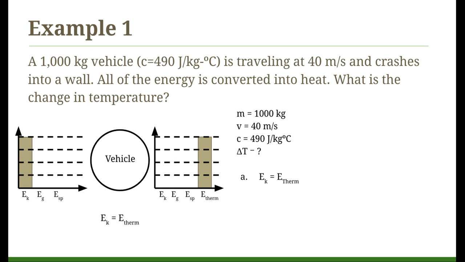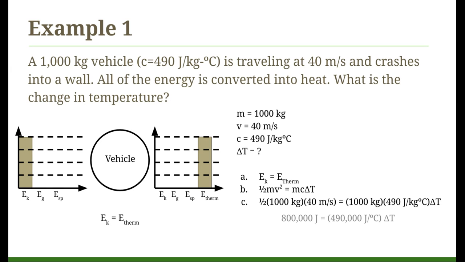And so what we can do is we can look at the energy equation from the energy bar charts, and then we can substitute each type of energy with the equation used to solve for that type of energy. So kinetic energy is equal to 1/2 mv squared, and thermal energy is equal to mass times specific heat times change in temperature. After this, we can start plugging in all the values that we have from the problem into those equations. And so here's what all of those values look like before they are solved for.